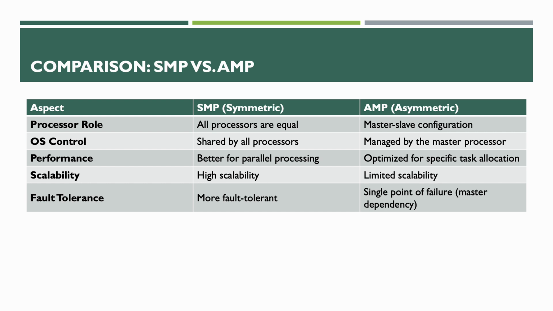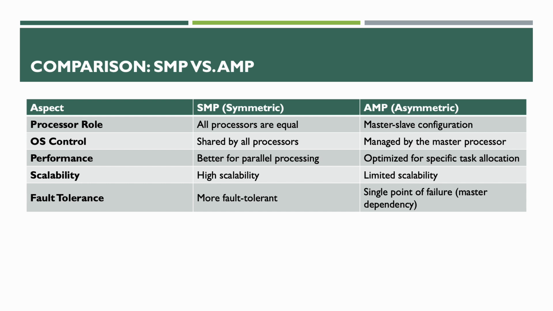Then SMP uses a single OS that all processors share, making scheduling and memory management more flexible, whereas AMP requires the master processor to control the OS and assign work to the other processors, reducing flexibility. Third is performance. SMP excels in parallel processing, making it ideal for high performance computing, gaming, and cloud servers, whereas AMP is optimized for specialized tasks such as handling IO operations, multimedia processing, and embedded systems.